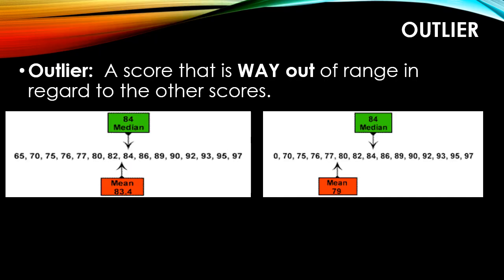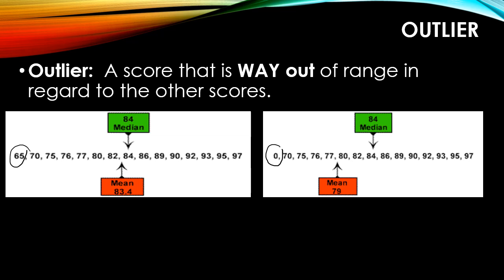An outlier is a score that is way out of range in regard to other scores. Let's take a look at this example to find out what an outlier means and how it affects a set of data. So we have two identical data sets, except for the first value, which is 65 on the left side, and the first value is 0 on the right side. Looking at the left set, we see that all of these data are close to each other. There is no value that you can describe as odd or way out of range.